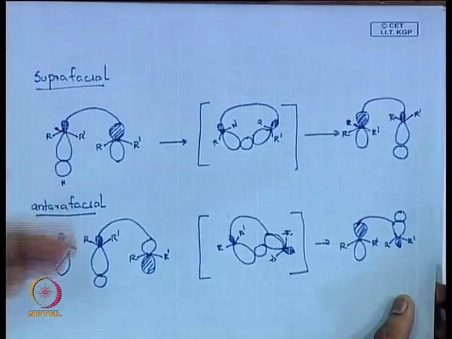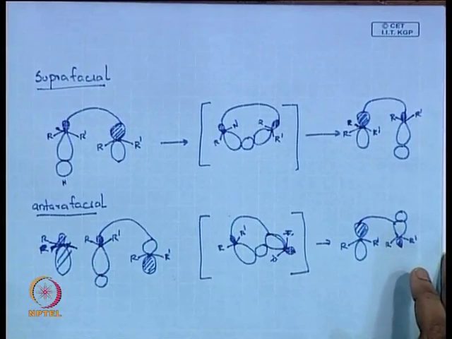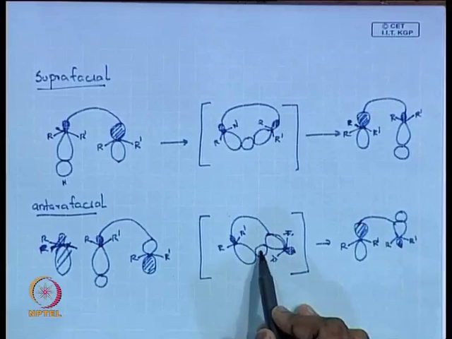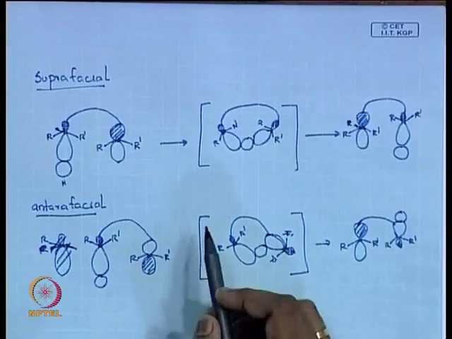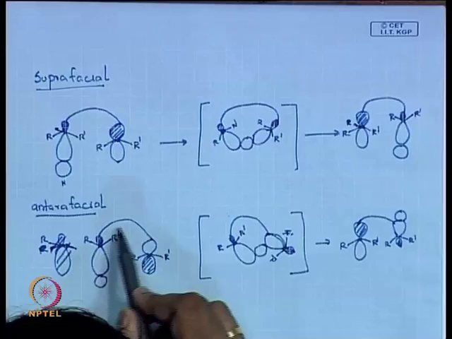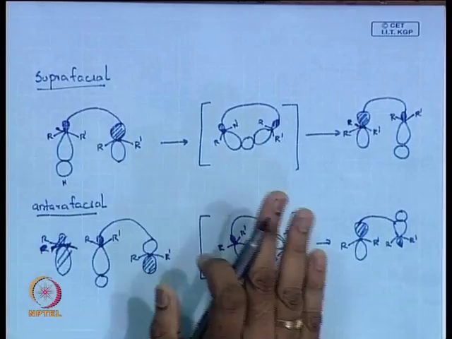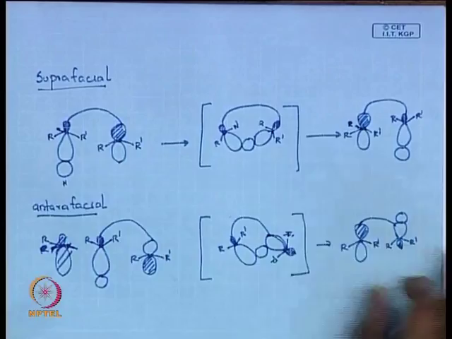So, based on this orbital picture, Woodward and Hoffmann formulated a type of rule, right. This line is only to say that it is connected, it is a pi system. I am not talking about any phase in this line. Yeah, connected, just a bond system, not the phase.